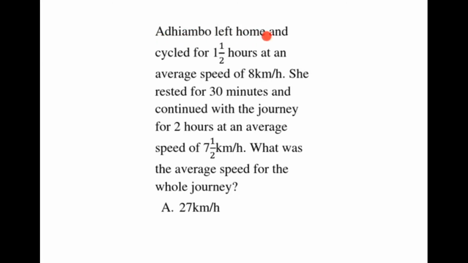Adhiambo left home and cycled for 1.5 hours at an average speed of 8 kilometers per hour. She rested for 30 minutes and continued with the journey for 2 hours at an average speed of 7.5 kilometers per hour. What was the average speed for the whole journey? Solution.